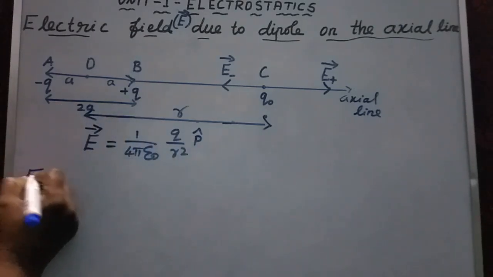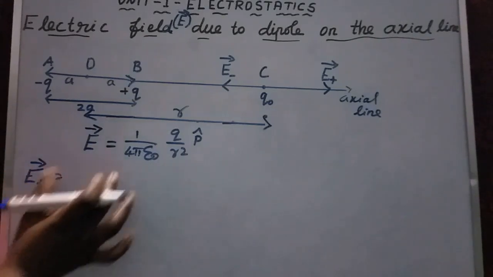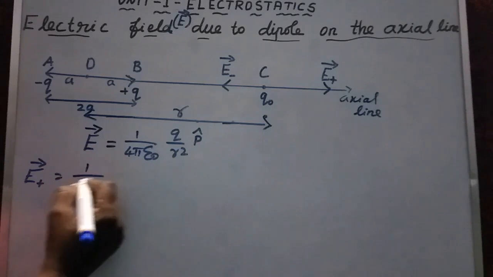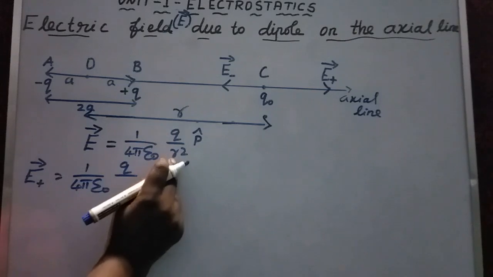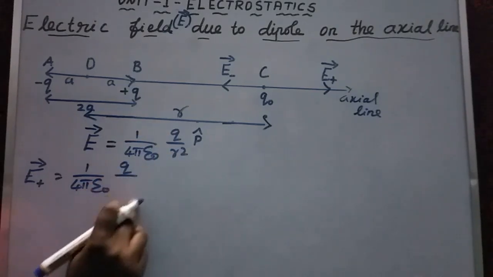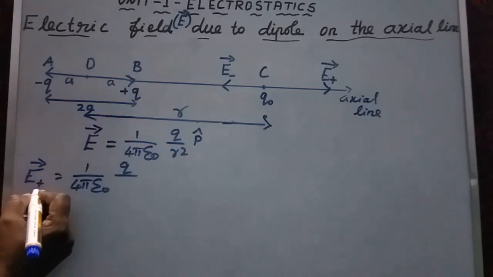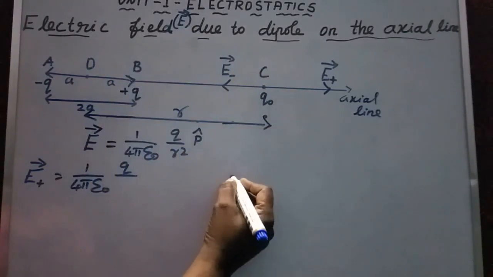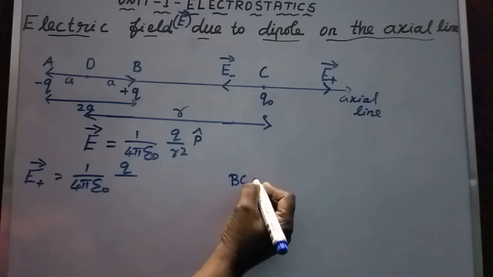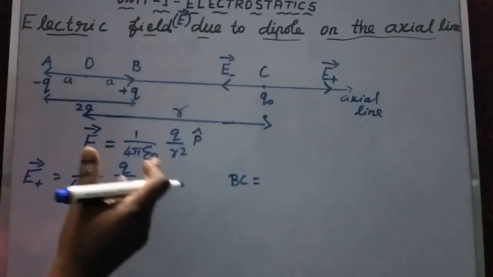Now we are going to derive the value of E plus vector from the E vector. E plus vector is equal to the same 1 by 4 pi epsilon 0 Q by, instead of this r, we are going to substitute one new term. Here r is the distance between plus Q and C, that is BC. We need the distance BC, but this distance is not given directly. How will we get this distance?